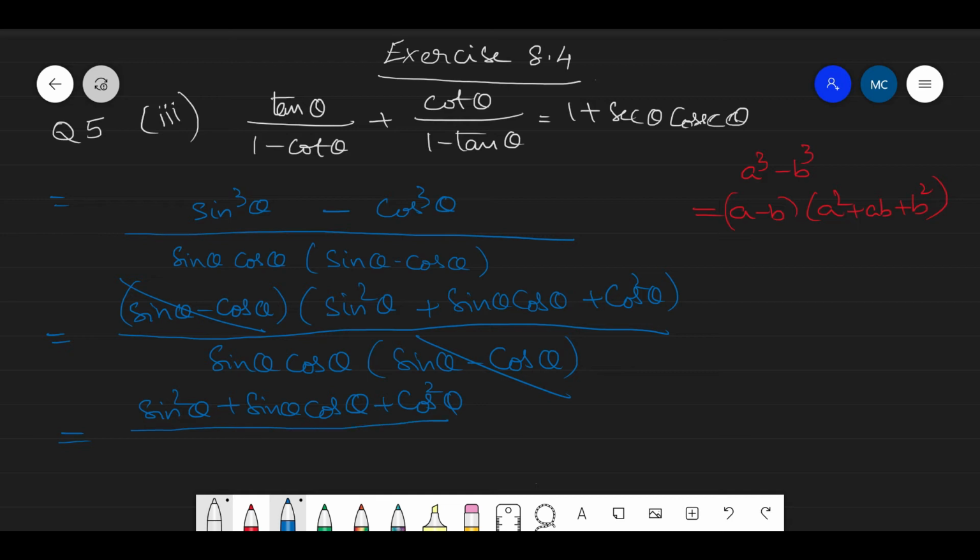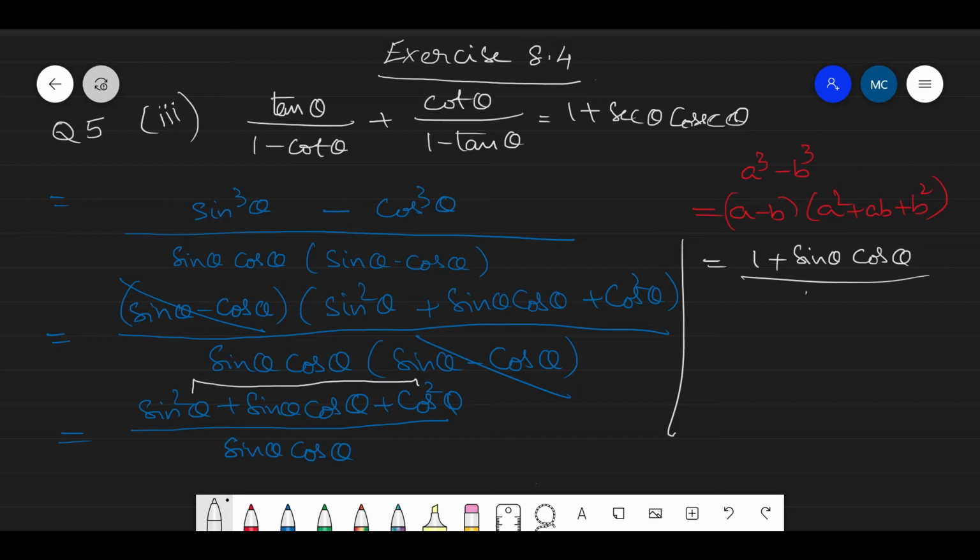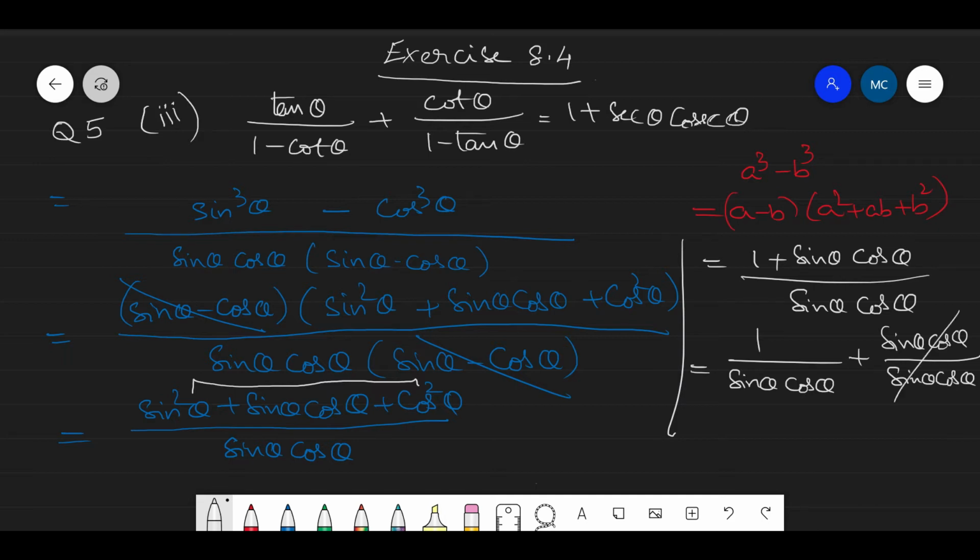by sin theta cos theta. And we already know that sin square theta plus cos square theta is equal to 1. So it will become now 1 plus sin theta cos theta by sin theta cos theta. This can be separated as 1 by sin theta cos theta plus sin theta cos theta by sin theta cos theta. You can cancel this.